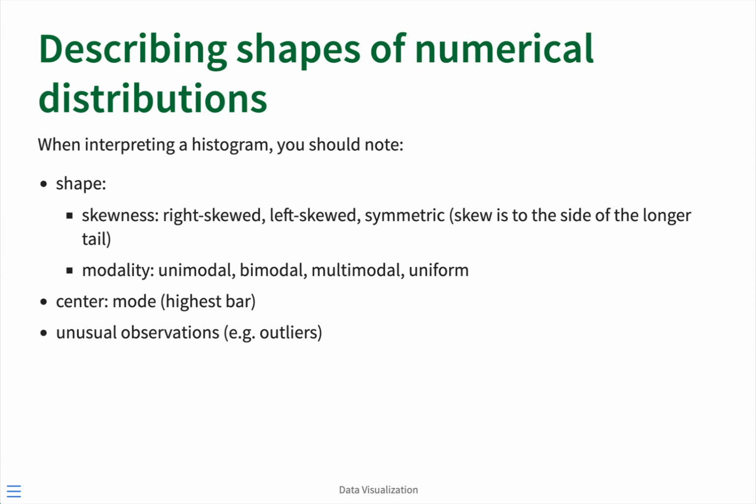So in summary, when we're interpreting a histogram, we want to note the shape of the histogram, right? Particularly the modality and the skewness. Also the center, where the highest bar seems to be. What is the value that it seems to be centered around, especially if it's a unimodal distribution? And finally, any unusual observations such as outliers.